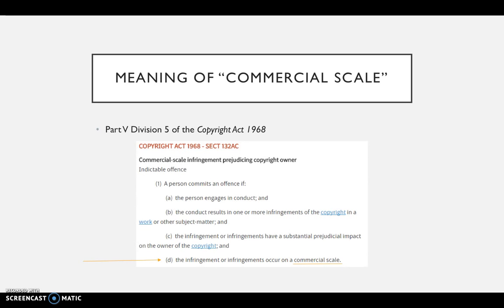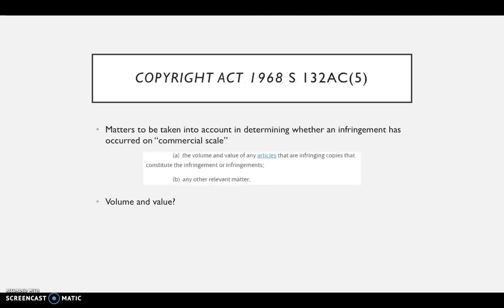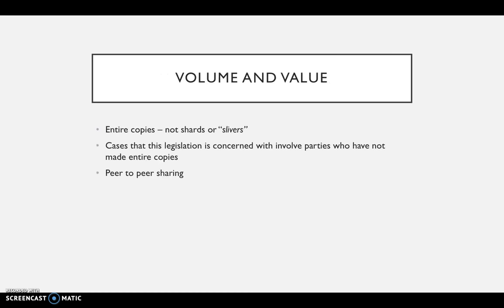The various sections of Part 5, Division 5 of the Copyright Act outline criminal offences where copyright infringements occur on a commercial scale. The Act provides that in order to determine whether an infringement occurs on a commercial scale, the following matters are to be taken into account: the volume and value of any articles that are infringing copies that constitute the infringement or infringements, and any other relevant matter. So the question becomes, at what volume or what value of infringing copies is commercial scale constituted? The answer is, well, unclear.